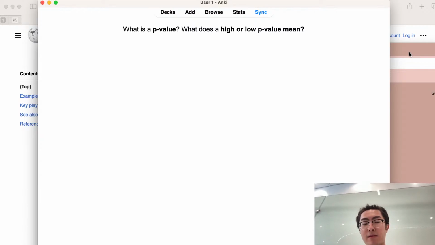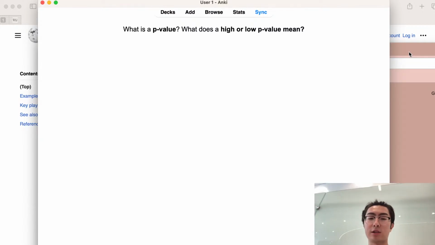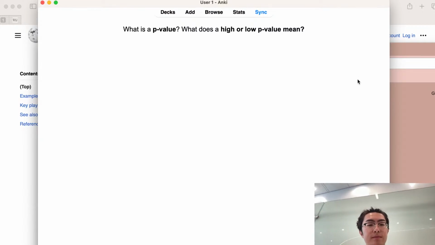Now, a high p-value means that there is a really big chance that you actually observe this data through some random process. A low p-value means that there's a really small chance that this happens randomly, so there actually could be a relationship between the variables.